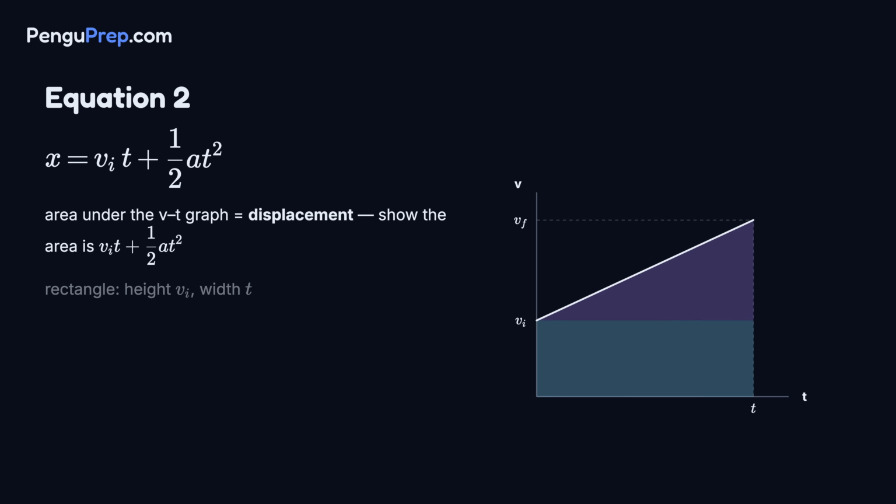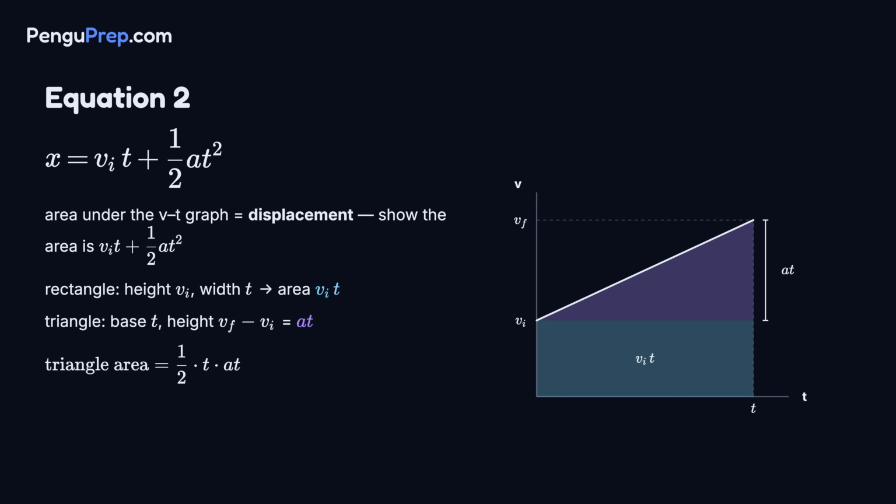The rectangle has a height of vi and a width of t, so its area is vit. The triangle has a base of t and a height of vf minus vi. But recall from the first equation that vf minus vi is equal to at, so the triangle's height is at, which means that its area is 1/2 times t times at, which is 1/2 at squared. Now if you add the areas of the rectangle and the triangle, then you get vit plus 1/2 at squared, so we have proved the equation.